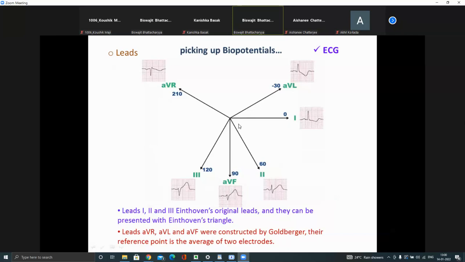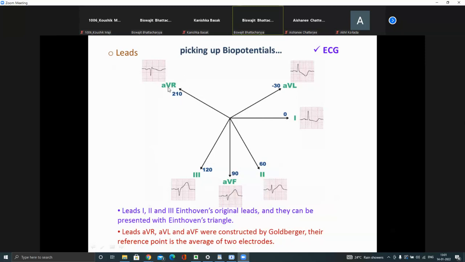And our lead one voltage is what? Lead one is between LA and RA. Our lead 2 voltage is between RA and LL, and lead 3 voltage is between LL and LA. So all such voltages are there. You see all these voltages, lead 1, lead 2, lead 3 and the 3 augmented leads, are almost in the same direction. The only exception we are getting is for AVR.